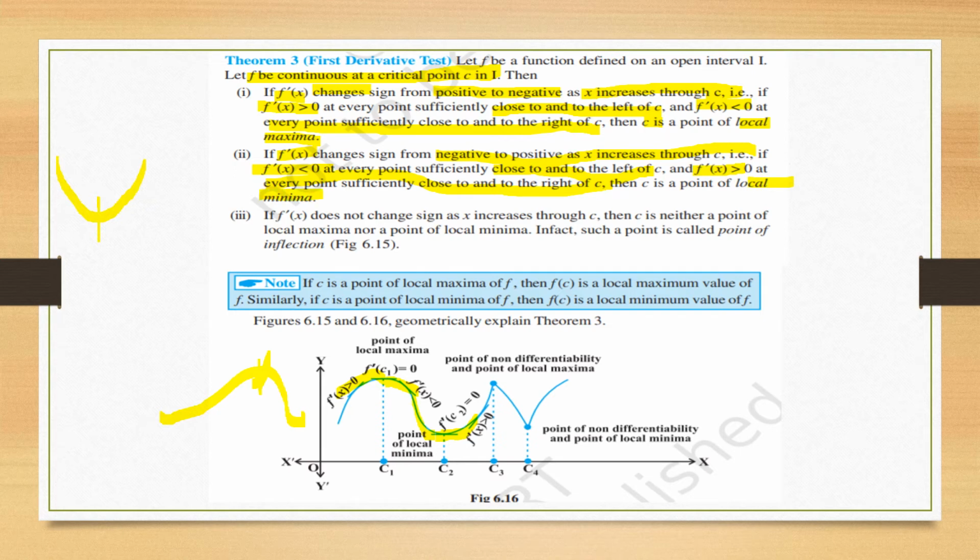But sometimes f dash x does not change any sign. In this case, c is neither a point of local maxima nor a point of local minima, and it is called a point of inflection, which we referred to in the previous example, f x is x cube. And if c is a point of local maxima, then f of c is called the local maximum value of f. Similarly, if c is a point of local minima, then f of c is called the local minimum value of f.